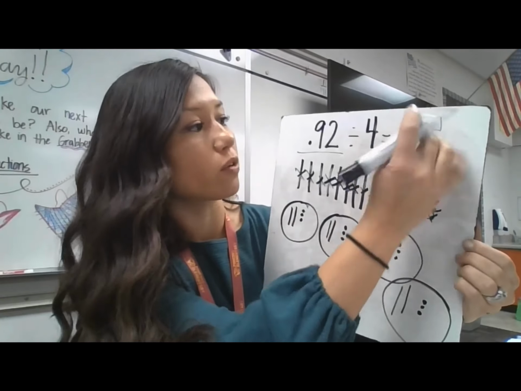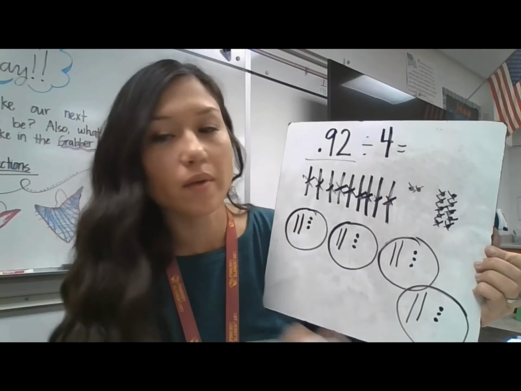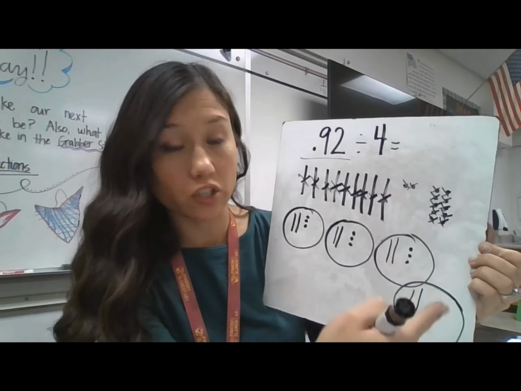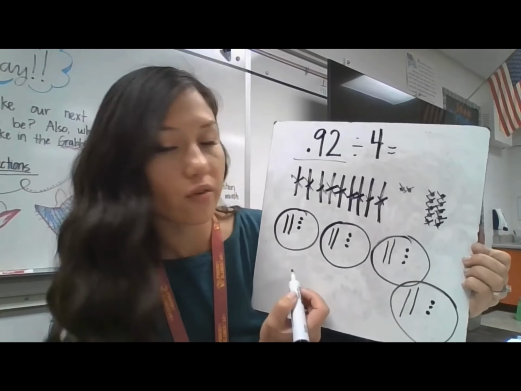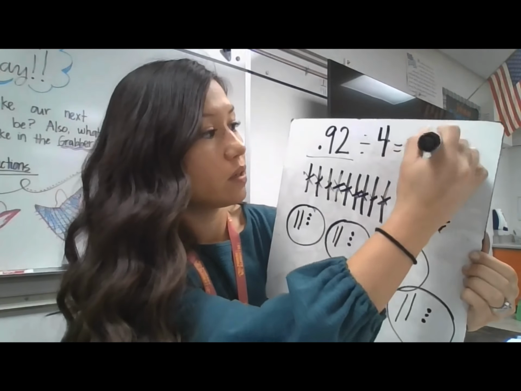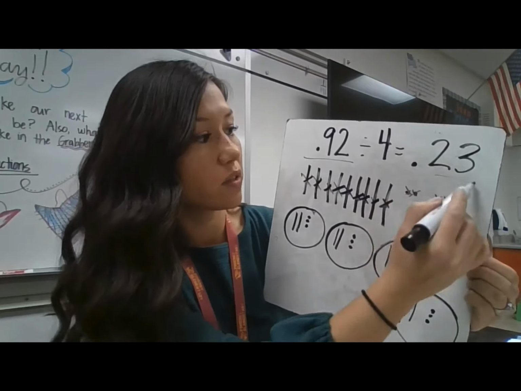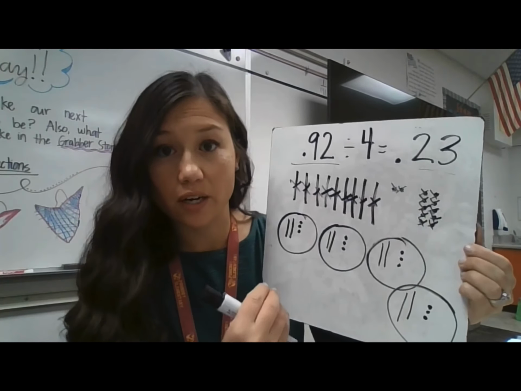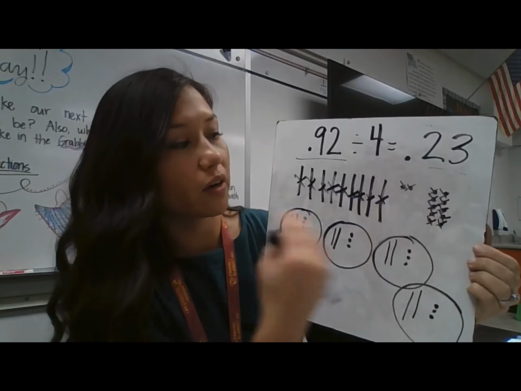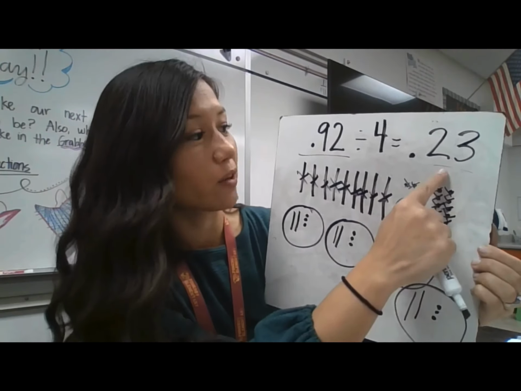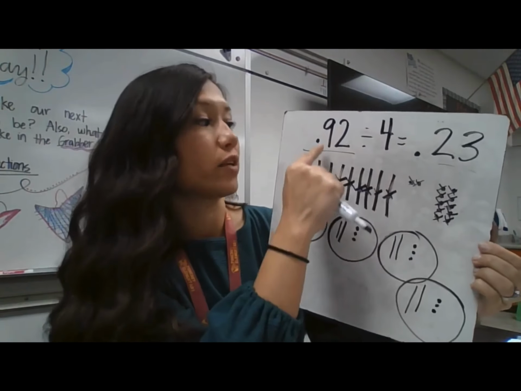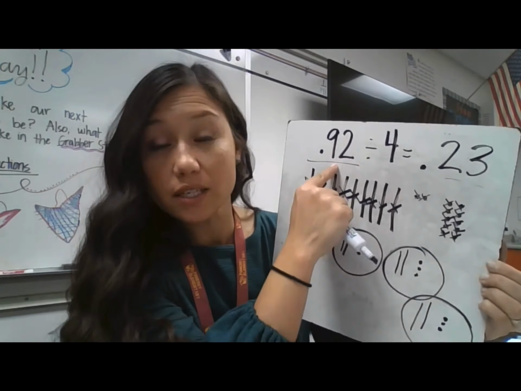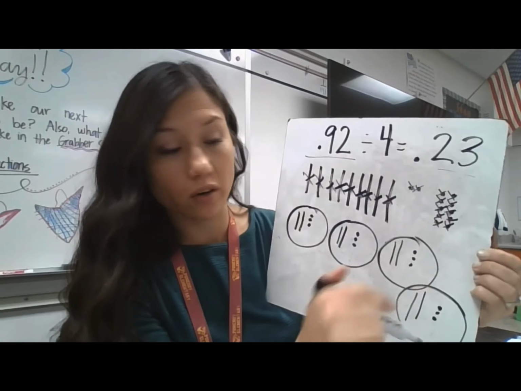Now, to find my quotient, which is the answer to our division problem, I need to see how much is in each group. I have 2 tenths and 3 hundredths in each group. 2 tenths, 3 hundredths, 23 hundredths. And I always encourage them to check their answer. We could multiply our quotient by our divisor, and we should get our dividend if this math was all correct.